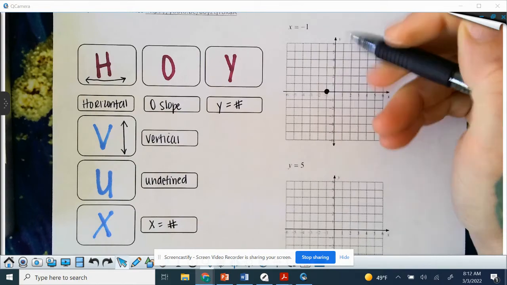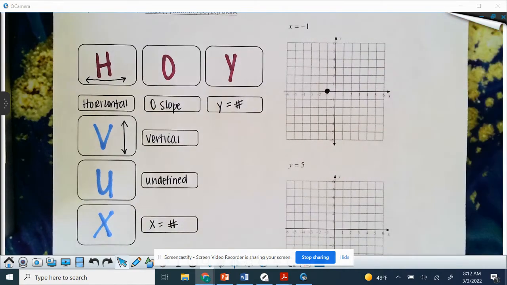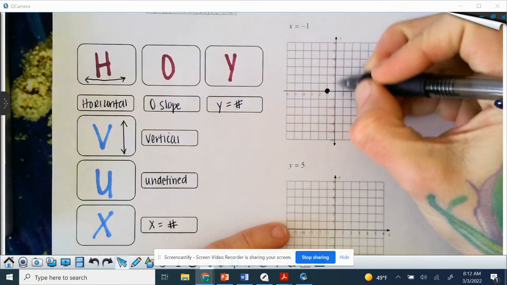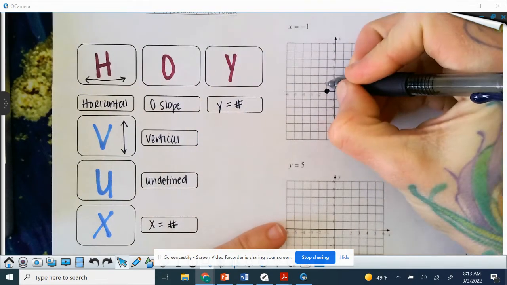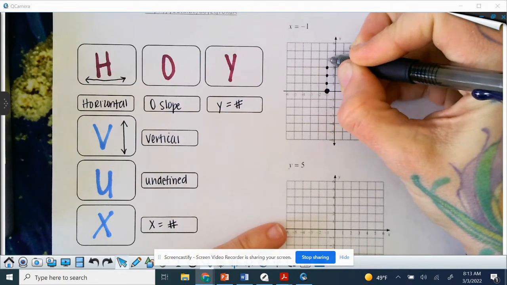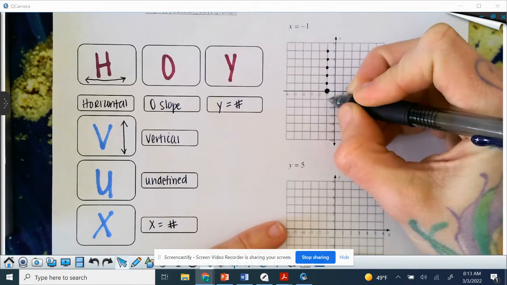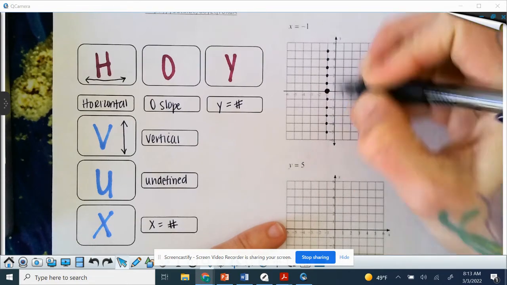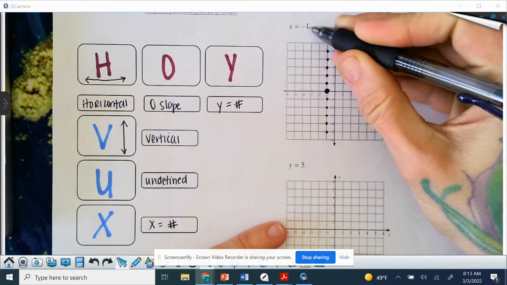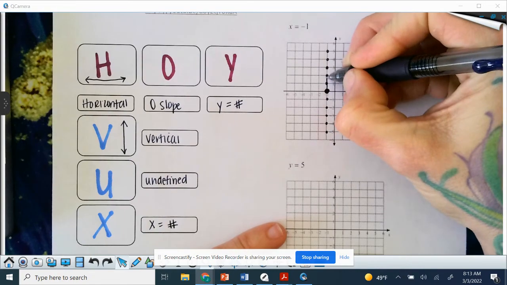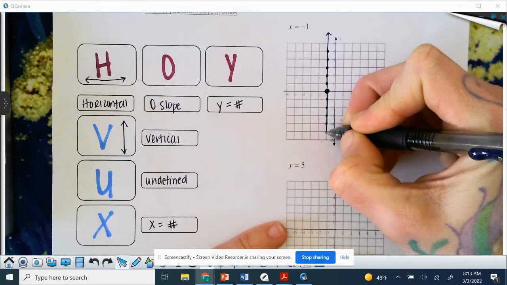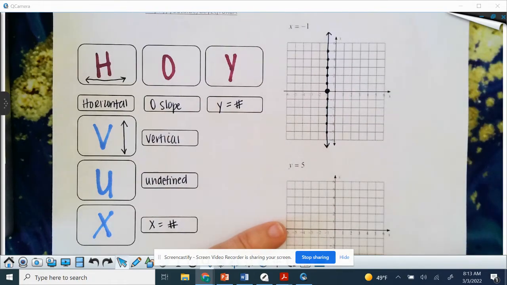If I told you x is -1 and then said, can x be 2? Hopefully you're like, no, you said it was -1. So no matter what y value I use, x will always be -1. So that's how you get your vertical line in this case. It's going to go up and down because no matter what the output, x is -1. So a vertical line going up and down, passing through the x-axis at -1.